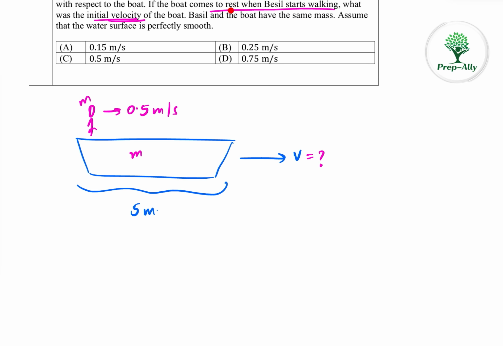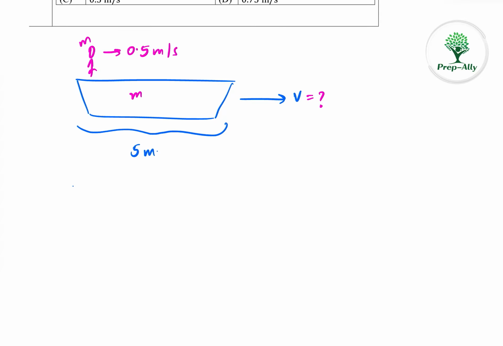That's what he's saying: the boat comes to rest when Basil starts walking. So he's telling us that because he pushes the boat backward, now the boat comes to rest. Then what is V? Here what we have been given is the velocity of the man with respect to the boat, that is 0.5 meter per second. This is velocity of man minus velocity of boat, which is 0.5.